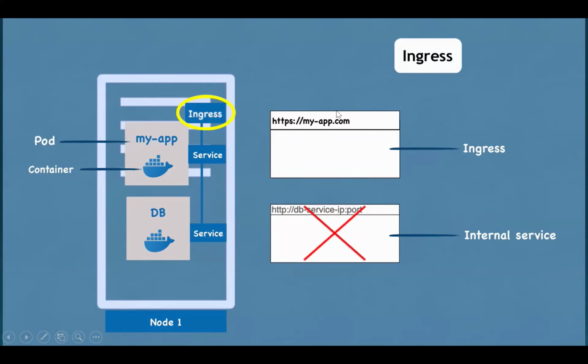Now, there was one question I was asked in a previous interview: how will you make your Kubernetes pod live to the customer, using which component? The answer was Ingress. Understood? What is the job of service? What is the job of Ingress?